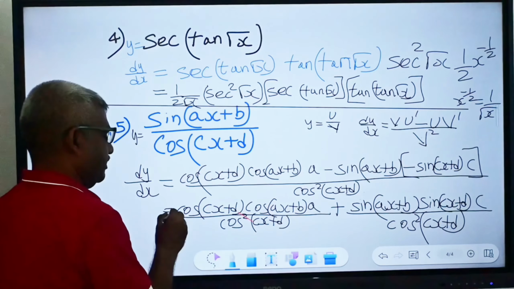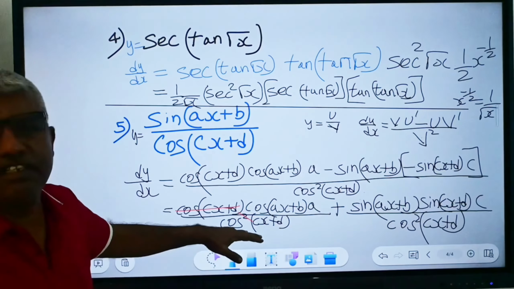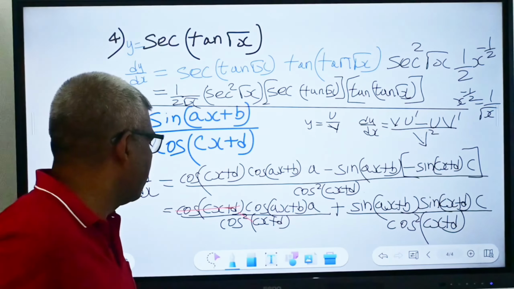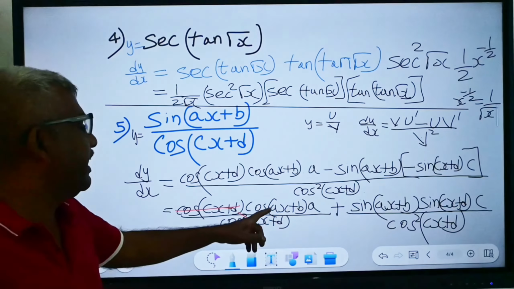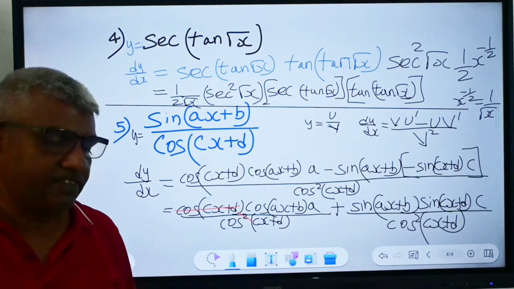This square will cancel. So cos(cx+d) in the denominator is having cos squared (cx+d) two times, so one will be cancelled. So what will happen? cos(ax+b) times a divided by cos(cx+d).